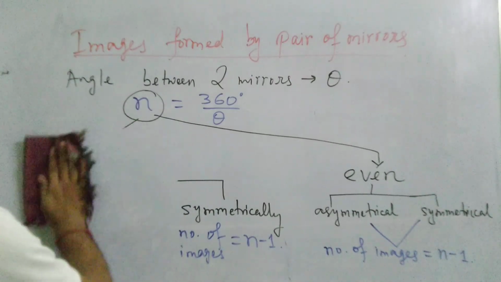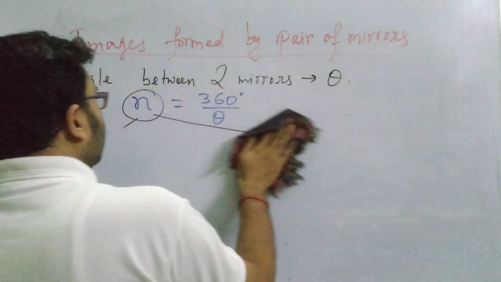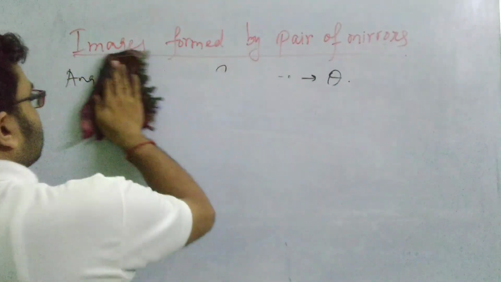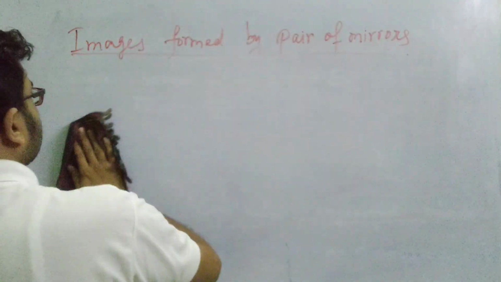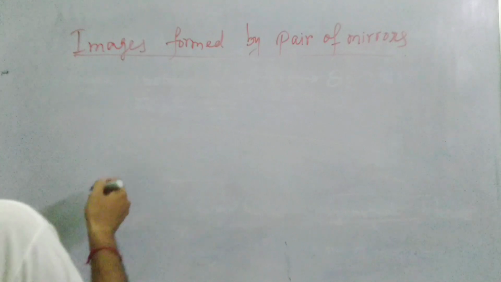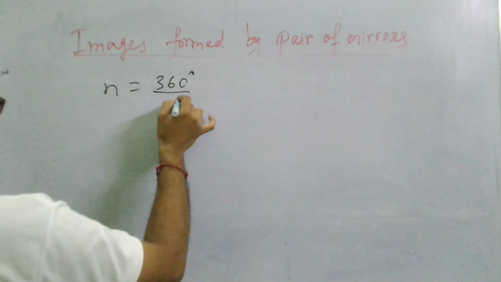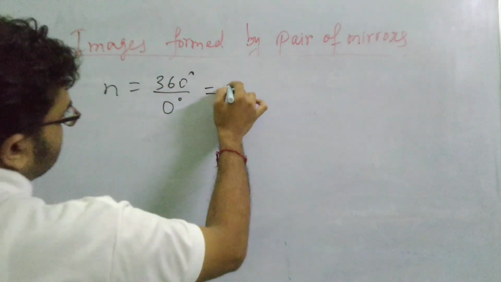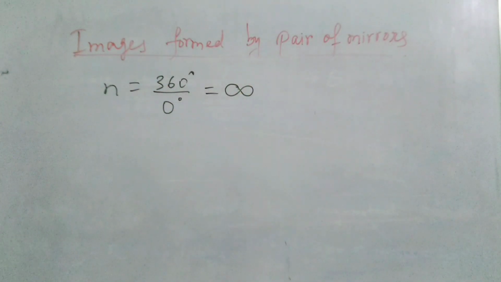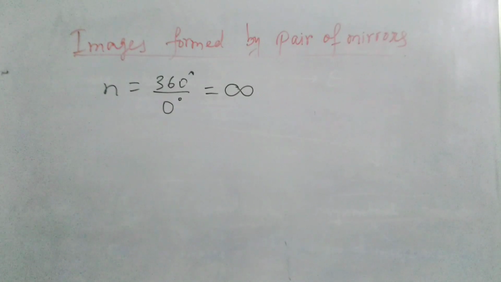Now the next thing is, what happens when two mirrors are kept parallel to each other? In that case, what will be n? n will be equal to 360 degrees by 0 degrees. Parallel means a 0 degree angle between them, so this turns out to be infinite. So the number of images will be infinite. It may be placed symmetrically or asymmetrically, it does not matter. Either n minus 1 or n, it turns out to be infinite.